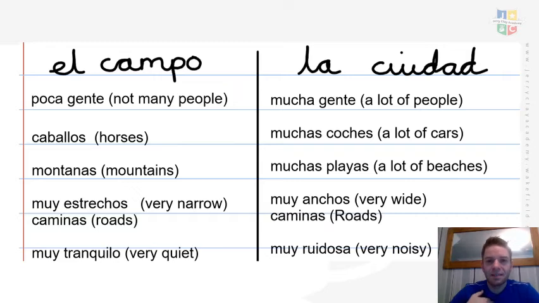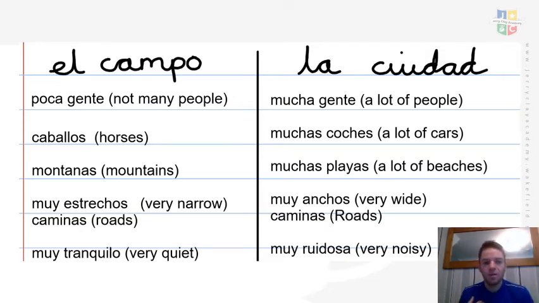Next one, caminos, which is roads. Obviously you wouldn't see many roads, however that's appropriate. Equally, it may be that you blend together muy estrechos, muy estrechas, it would need to be caminos, which would be very narrow roads.